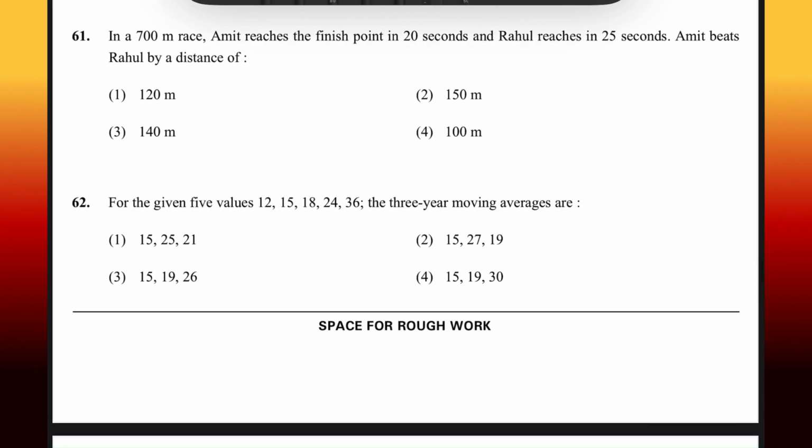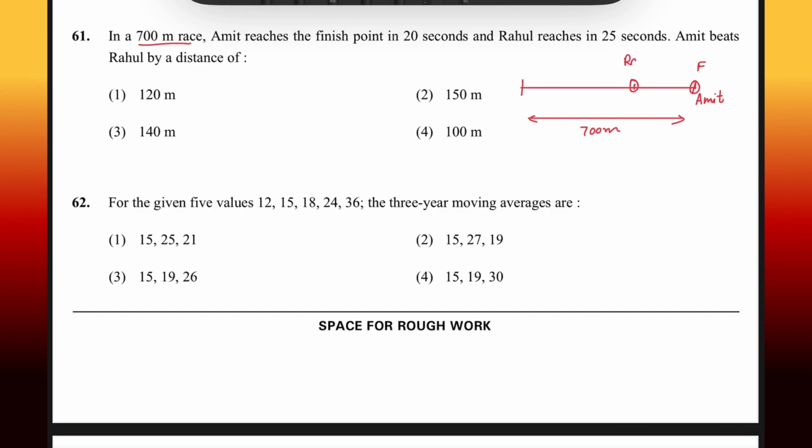Next, moving on to question number 61. You have a 700 meter race. Here you have the starting point and the finishing point, and the distance is 700 meters. Amit reaches the finishing point. Let's say the finishing point is here. Amit has reached here in 20 seconds and Rahul reaches in 25.